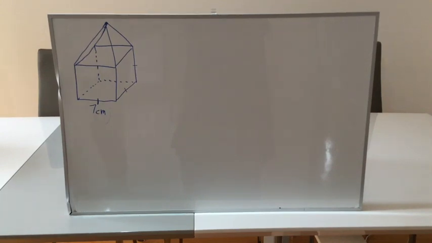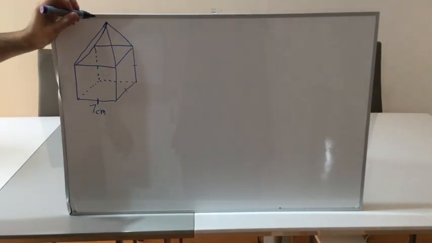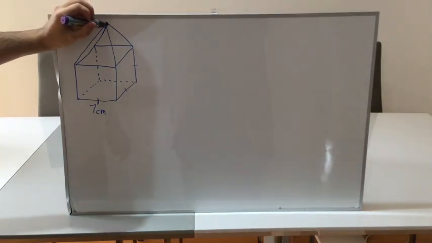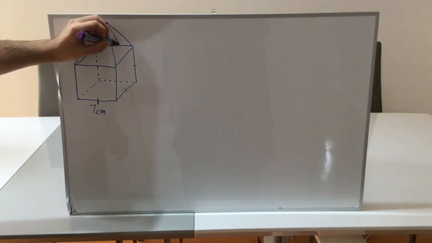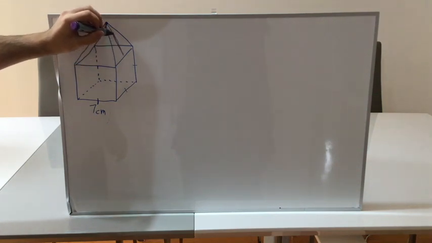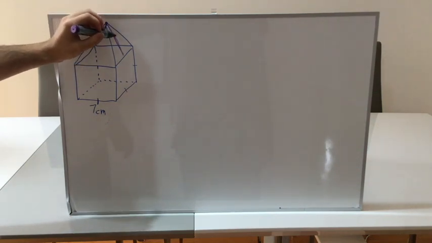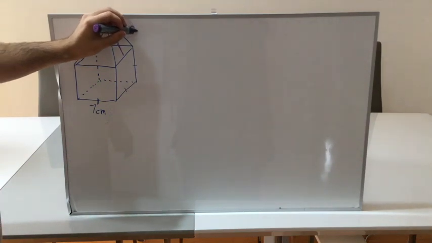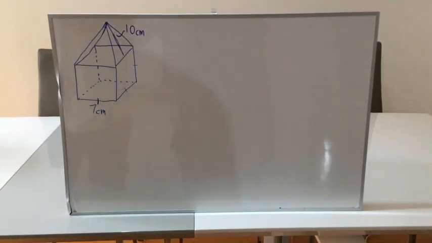The only other bit of information I'll give you, and if you like I'll do it in a different colour so it stands out a bit easier, is I will tell you that height, if you like, of the triangle, so that triangle distance from there, from top to bottom, is 10 centimetres. They are the only 2 bits of information that you need, but let's do like before.